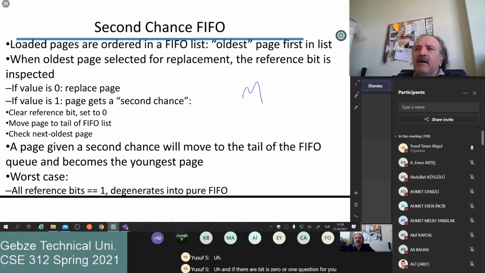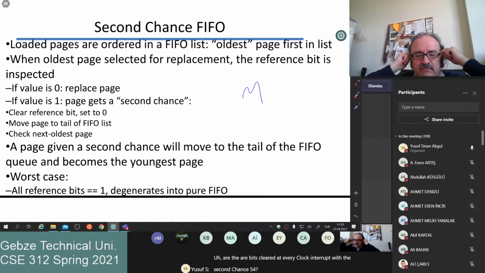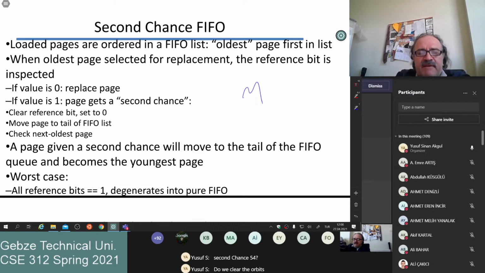Question for you, are the R bits cleared at every clock interrupt with the second chance FIFO? Do we clear the R bits at every clock interrupt? Remember in the previous algorithm, for the NRU, we cleared the R bits. For the second chance FIFO, or the FIFO, or maybe because FIFO doesn't use R bits. For second chance FIFO, do we clear the R bits every time there is a clock interrupt?